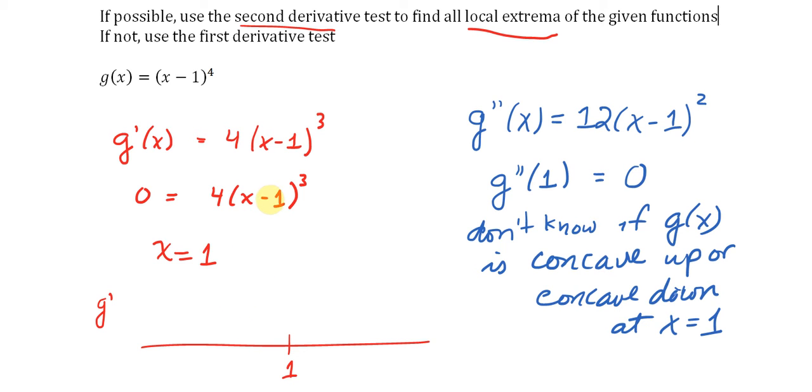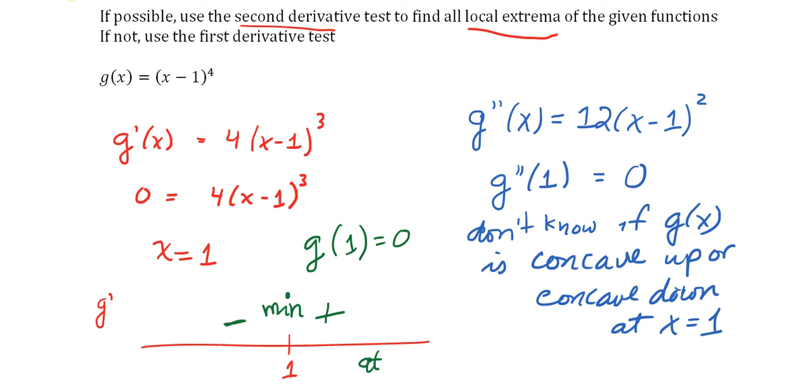Plug in some numbers that are less than 1. So 0, that will give you (negative 1) cubed times 4. That's a negative number. Plug in some number here that's bigger than 1. That will result in a positive result. So this is going to be a min, since g is going to be decreasing and then increasing. And let's figure out g of 1, which is equal to 0.